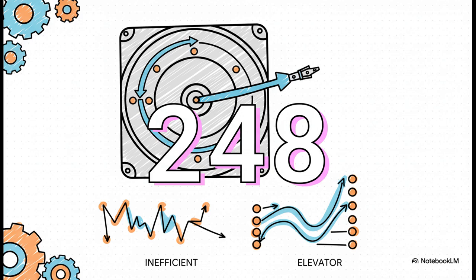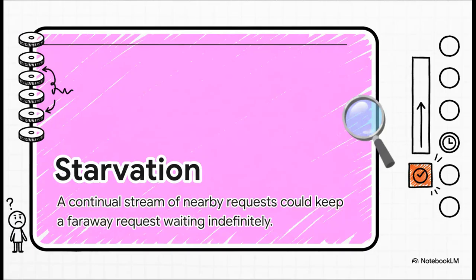But, and this is a big but, this greedy approach comes with a very serious hidden cost. And here it is. The fatal flaw. Starvation. Just imagine this. The head is busy zipping back and forth in one little area, right? Servicing a bunch of requests.